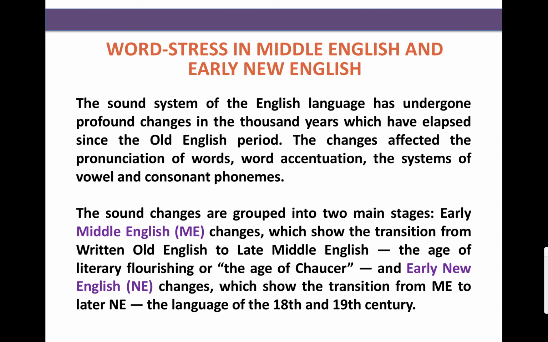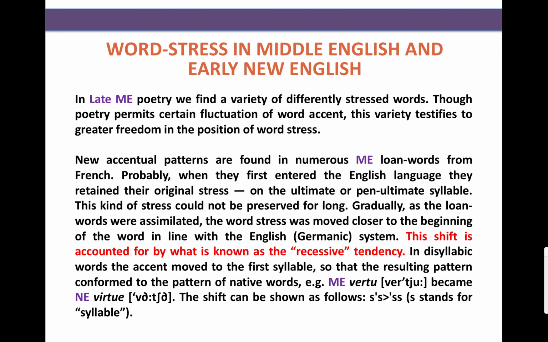Early Middle English changes show the transition from written Old English to Late Middle English, also known as the Age of Chaucer. The Early New English changes show the transition from Middle English to later New English, the language of the 18th and 19th century. In late Middle English poetry, we find a variety of differently stressed words, though poetry permits certain fluctuation of word accent. This variety testifies to greater freedom in the position of word stress.